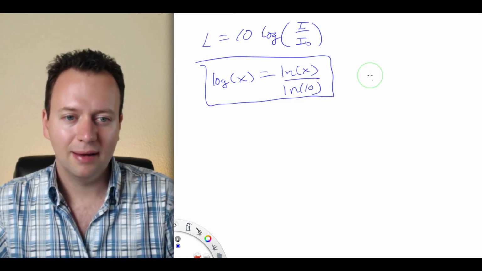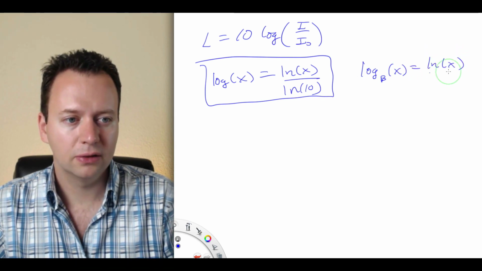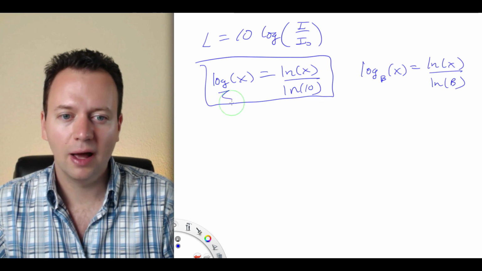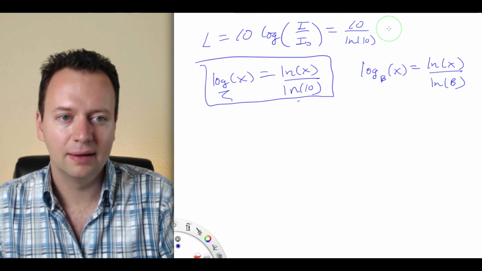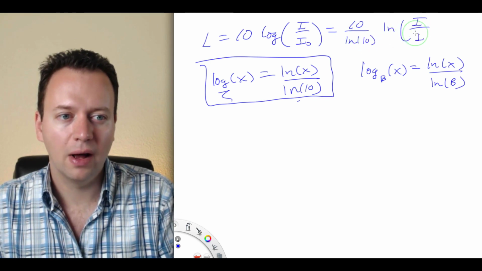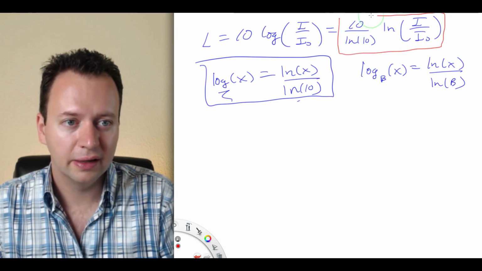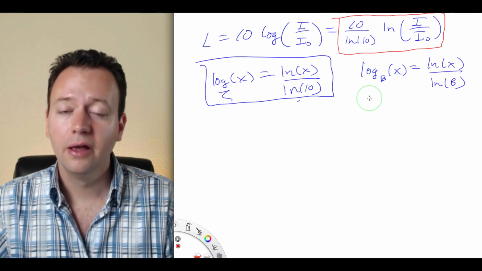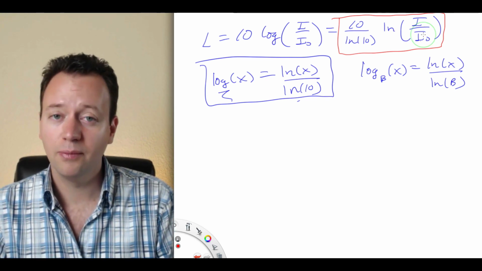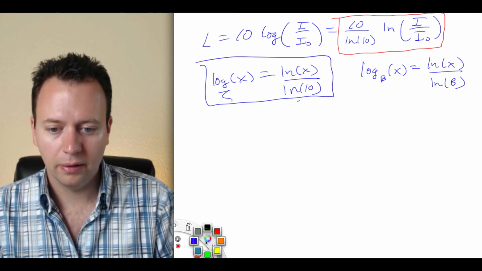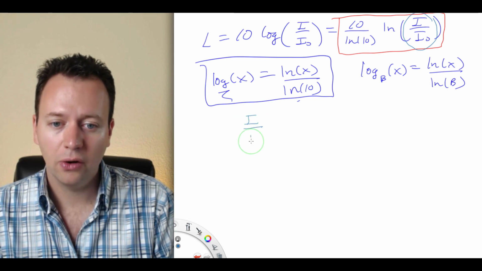So basically, it's more general: log base b of x is equal to ln of x over the ln of b. So since the standard log has base 10, this is the same as saying 10 over the ln of 10 times the ln of I over I0. Now, we can differentiate this just using the derivative of the ln. So the derivative of a natural logarithm is always the derivative of the inside function divided by the original. So the inside function here is I over I0.